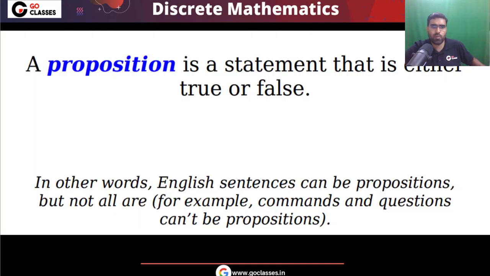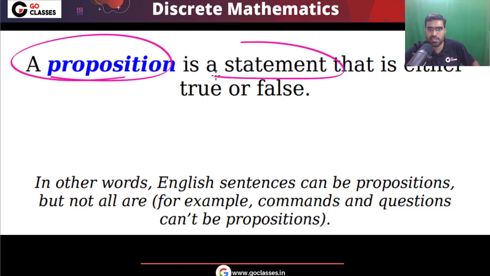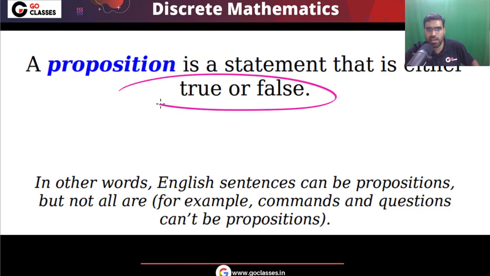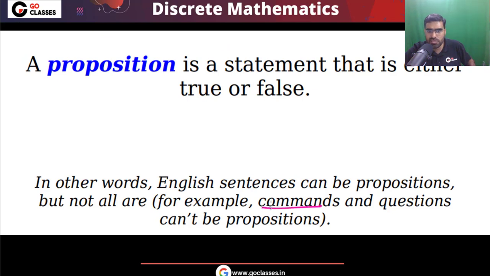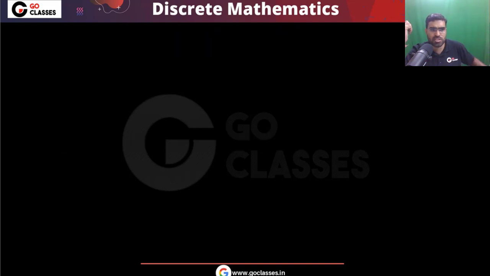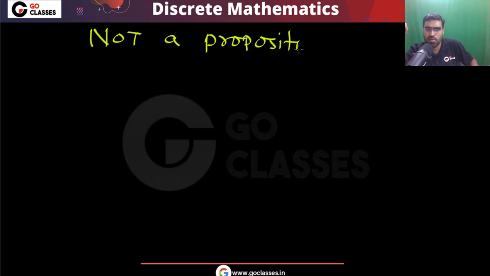So this is the final point. A proposition is a sentence or statement that is either true or false. Commands are not propositions, questions are not propositions. So you can see here, commands and questions can't be propositions. What is a proposition and what is not a proposition, we have already seen. Let me give you the conclusion. What is not a proposition? Which types of sentences are not propositions?